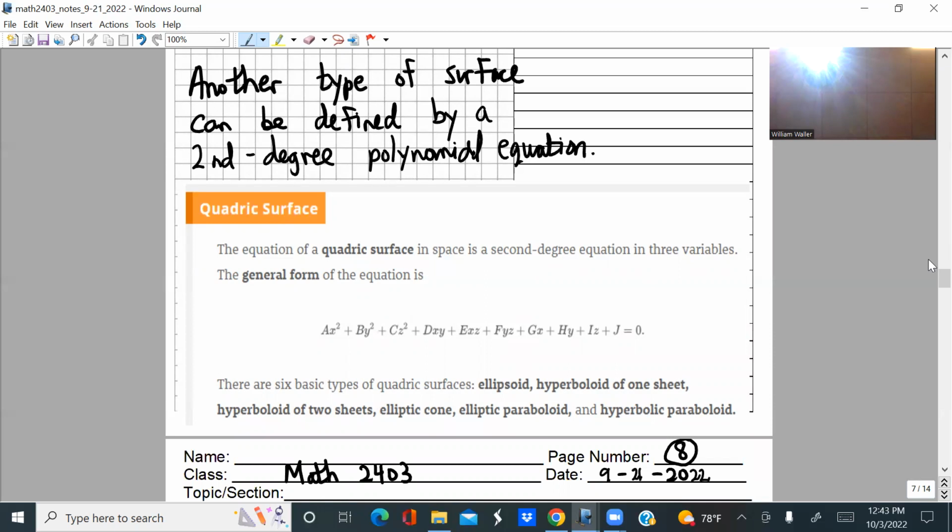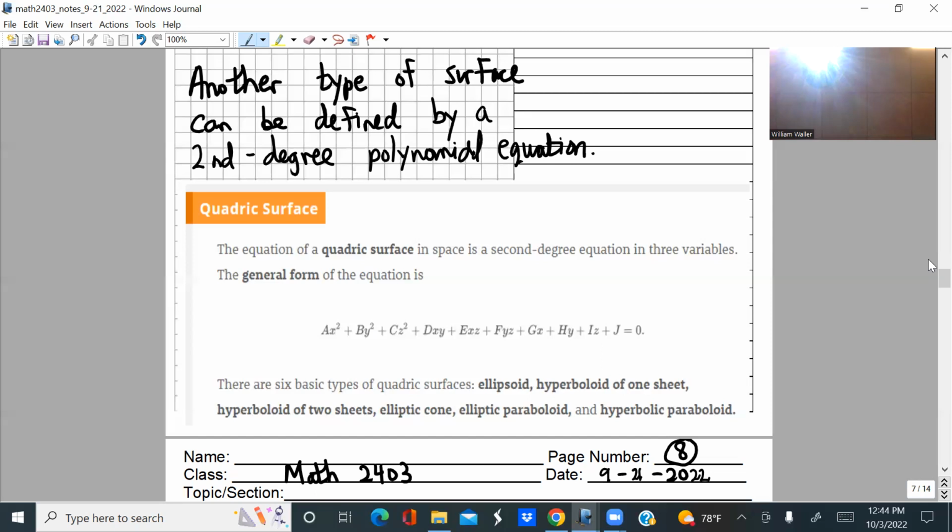Here they are. You can have x squared, obviously, that's second degree. You can have y squared, you can have z squared. So you may have these terms in your quadratic surface equation. But you can also get second degree by multiplying the variables to the first power together. So x times y is a second degree term, because it's x to the first power times y to the first power, and 1 plus 1 is 2. So you have to look at every possible combination: x times y, x times z, and y times z. And then, of course, you can have first power terms, just a regular x, y, z term. And then you can just have a constant.